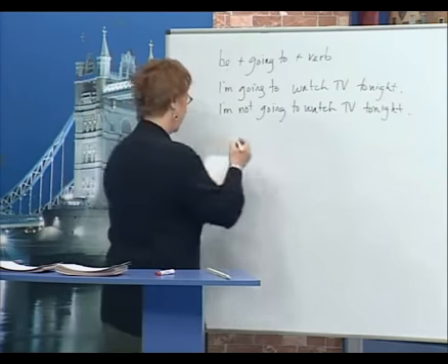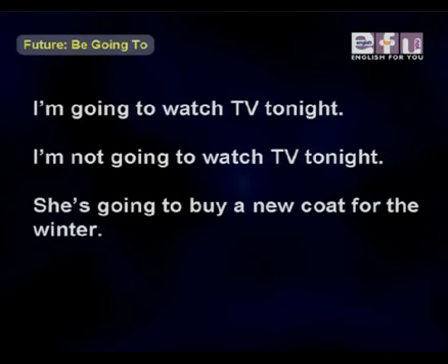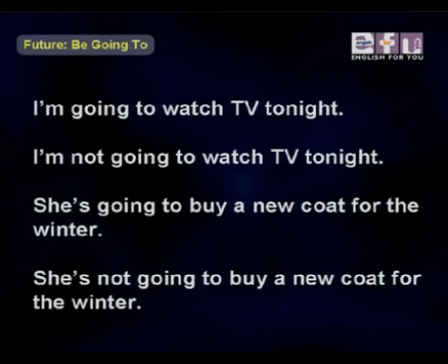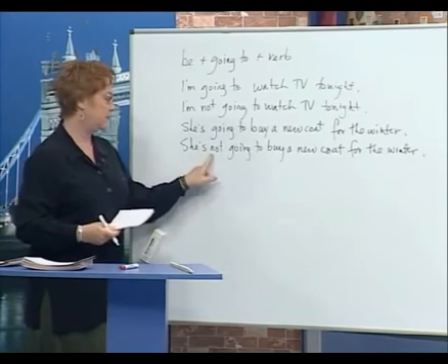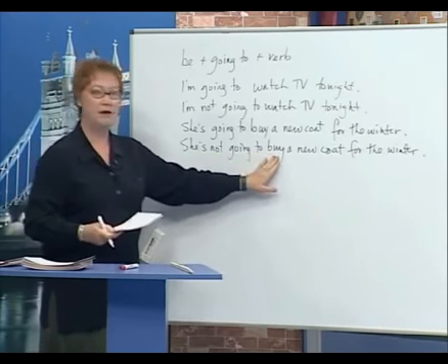All right? Another example. She's going to buy a new coat for the winter. Negative. She's not going to buy a new coat for the winter. Be verb, not going to verb.